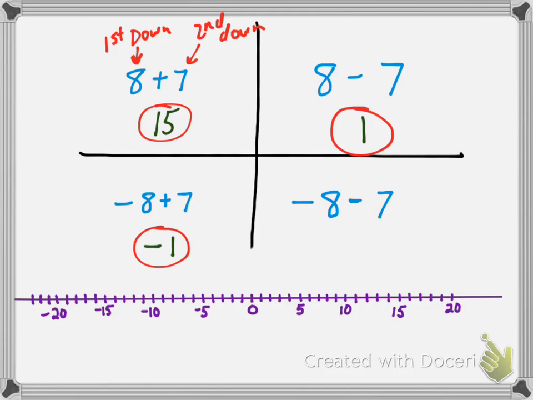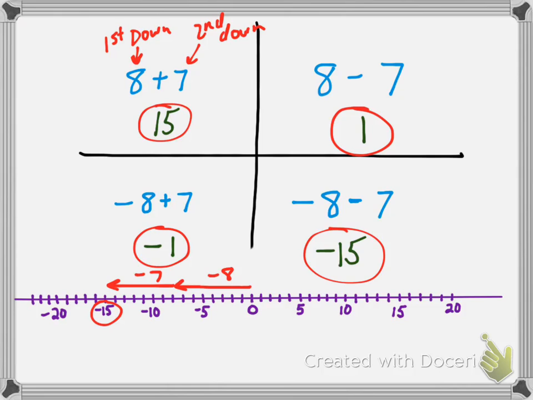And finally, -8 minus 7. So try this one on your own. I'll leave this one up here. You've got 8 in the negative direction, so you lose 8 yards on first down, and you lose 7 more yards on second down. So where are you? Well, you've lost 15 yards total. So simplifying -8 minus 7, we get -15.